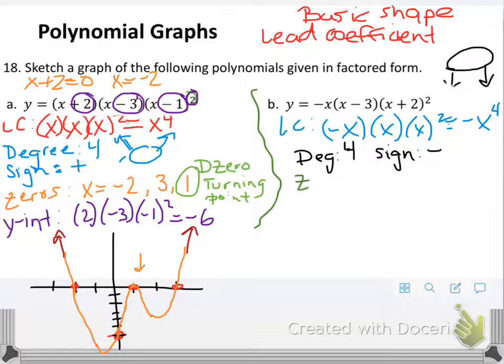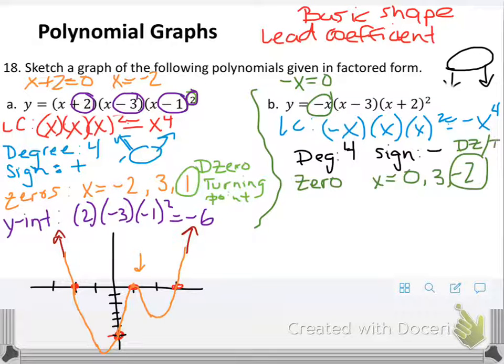Now, an important thing when you're setting your factors equal to 0: this first factor, -x, when I set it equal to 0, anytime you have x by itself or a -x by itself, that means you're going to have a zero at 0 itself. So you're going to go through the origin when x is a factor on its own. So we're also going to have zeros at +3 and -2, and again, because the -2 is squared, that's going to be a double zero or a turning point. So however you want to identify that in your notes to help you remember to do something special there. And the last one is the y-intercept.